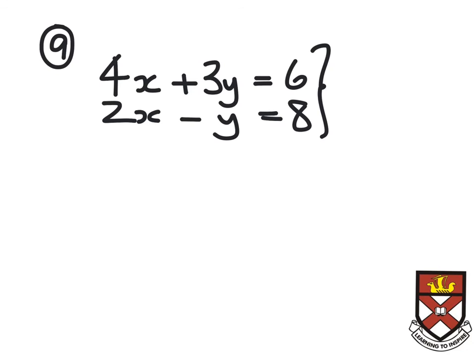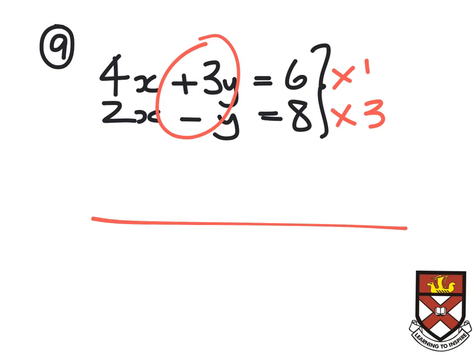Question 9, nice and simple, simultaneous equations. I'm going to try and get these numbers here identical, so I'm going to times the first one by 1, I'm going to times the second one by 3, and because we've got a plus here and we've got a minus here, that means I'm going to do a great big add. That's going to tell me what x is. Substituting is going to tell me what y is. Okay, hopefully that's good this week.